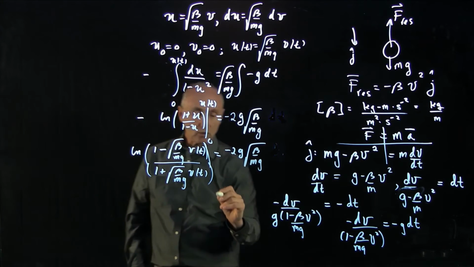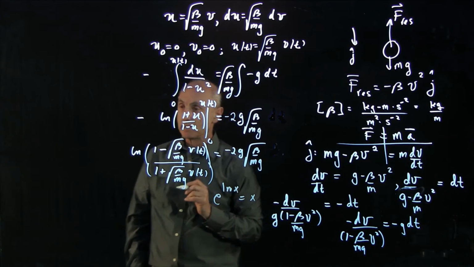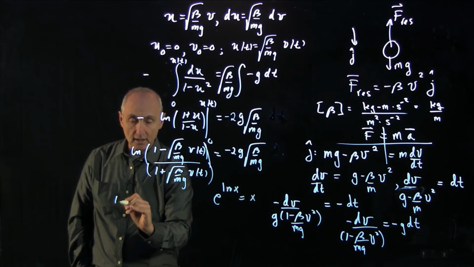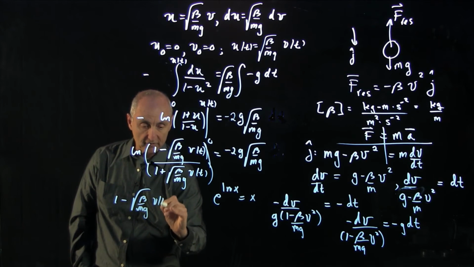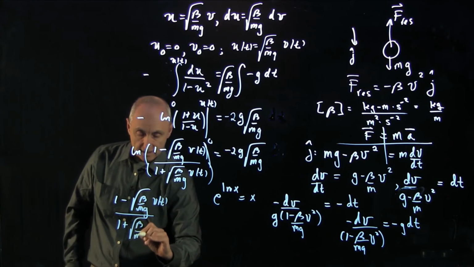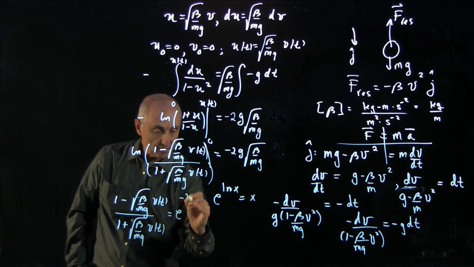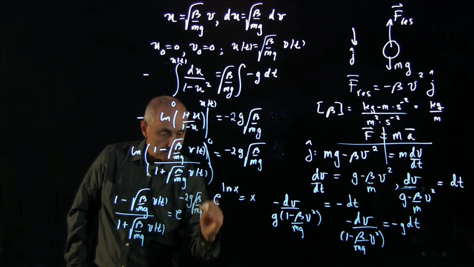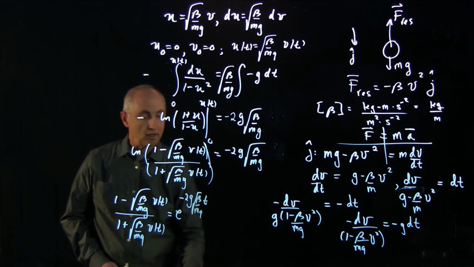Now, again, we'll use the fact that e to the log of x is x. And so if I exponentiate both sides, I end up with 1 minus square root of beta over mg v of t, over 1 plus square root of beta over mg v of t, is equal to the exponential of minus 2g square root of beta over mg times t. And we'll just remove that.